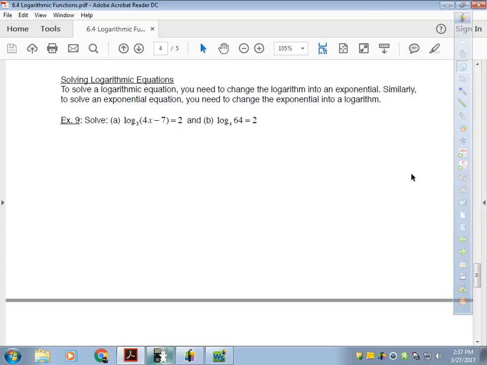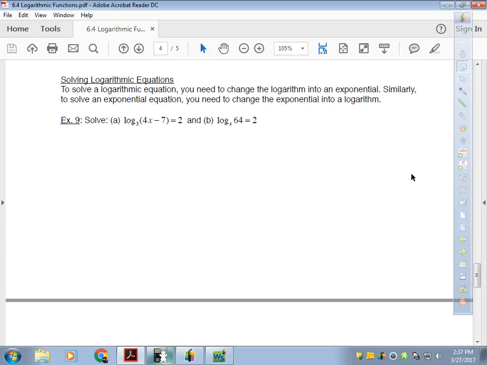Now, one thing I have to warn you about is with logarithms, you do need to check your answers, because whatever answer you get, you need to make sure that it doesn't make the inside of the logarithm a negative number, because the inside of the logarithm always has to be positive, and so you have to actually check your answers and make sure that that's true.